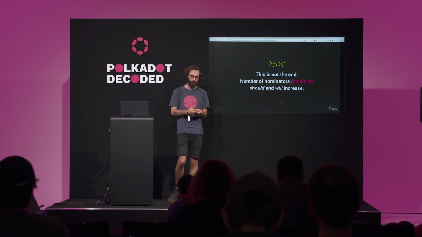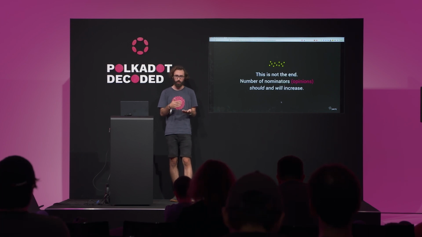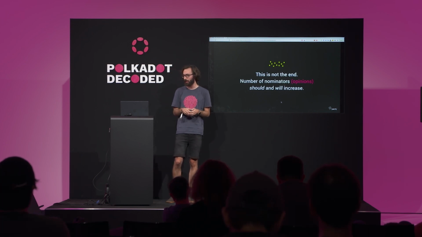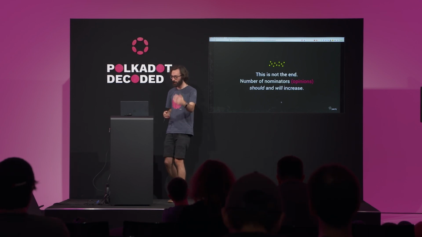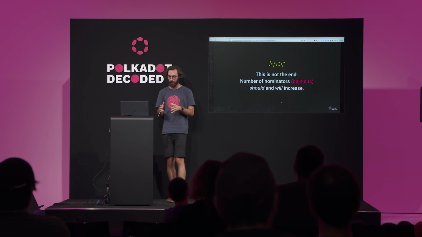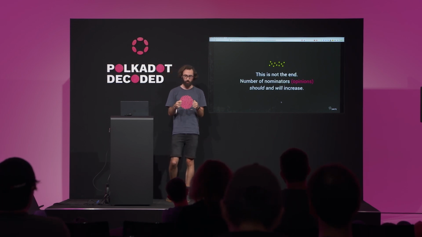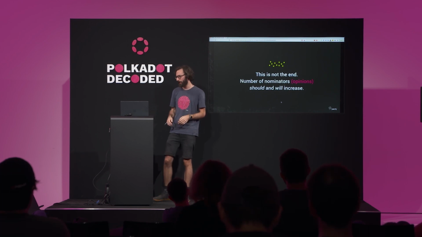And I want to emphasize that this is not the end. The number of nominators, aka the number of unique opinions that can exist about the validator set, should and will also increase, but that's a more delicate, time-consuming task, and it will come in the future. But we prioritized pools to address the main problem first, which was inclusivity, or allowing more people to participate in staking.